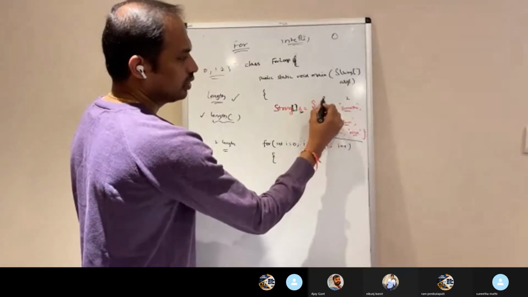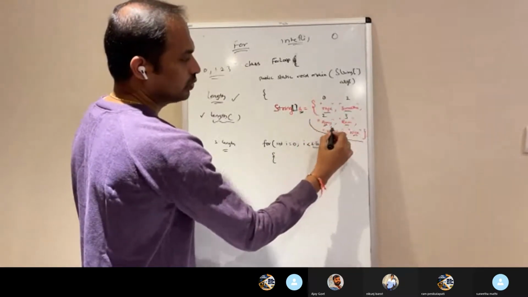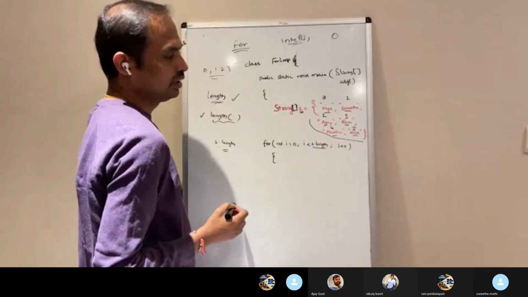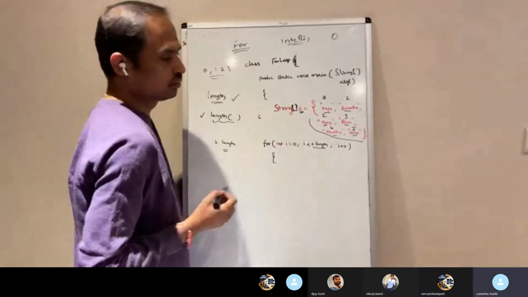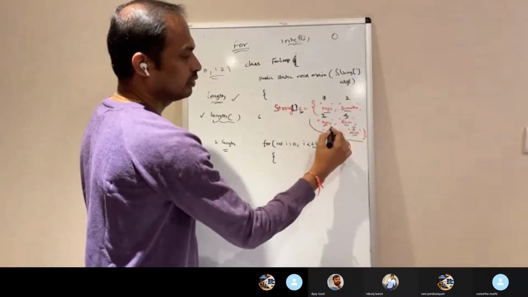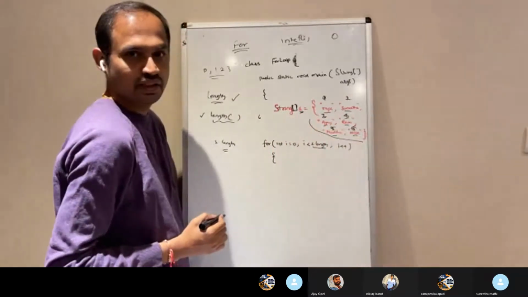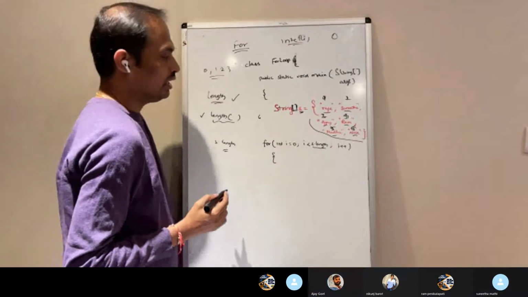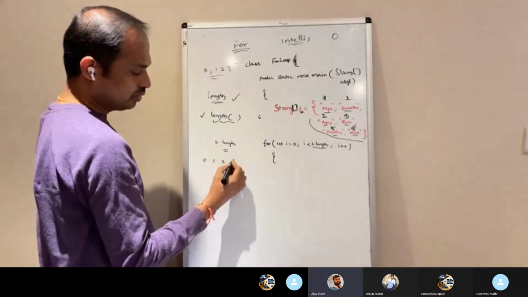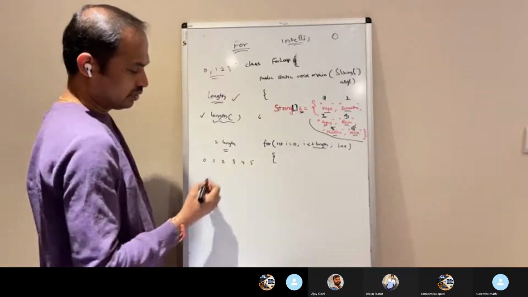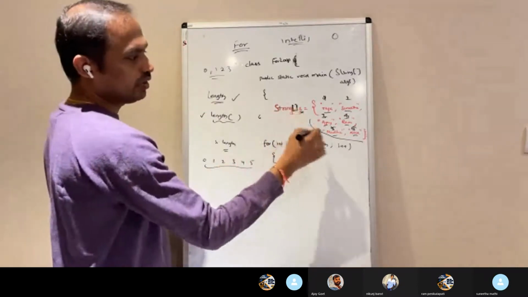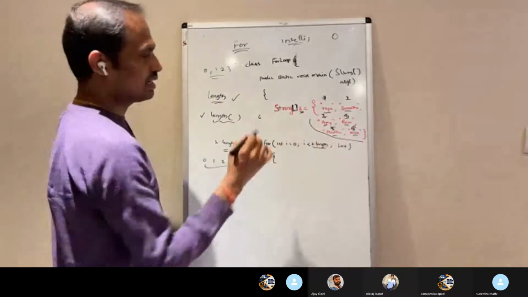Indexes 0, 1, 2, 3, 4, 5. What is the length of the array? It will be 6, right? Take it 1, 2, 3, 4, 5, 6. The length of the array is 6. But the array index starts from 0, so 0, 1, 2, 3, 4, 5, until 5 only. But when it is calculating, it will give the length as 6.